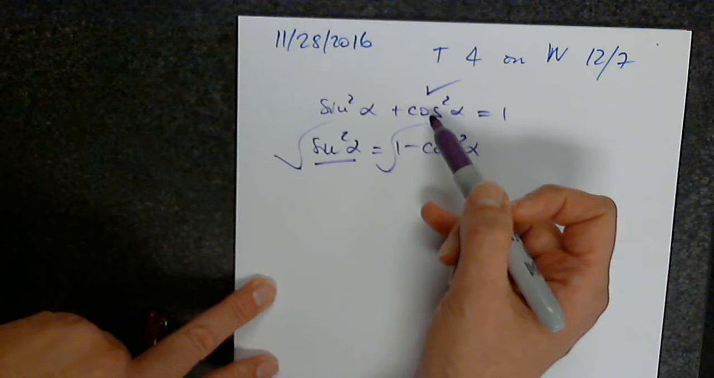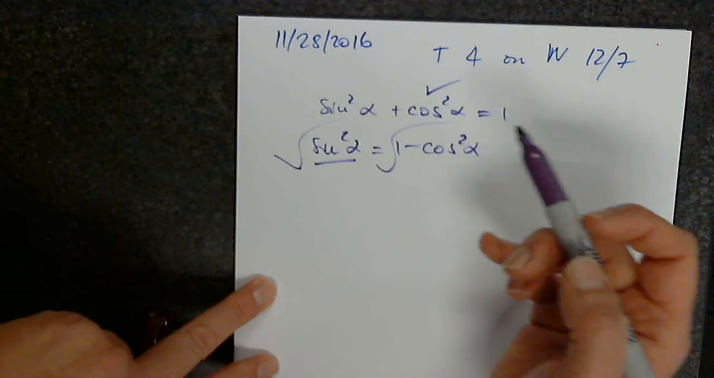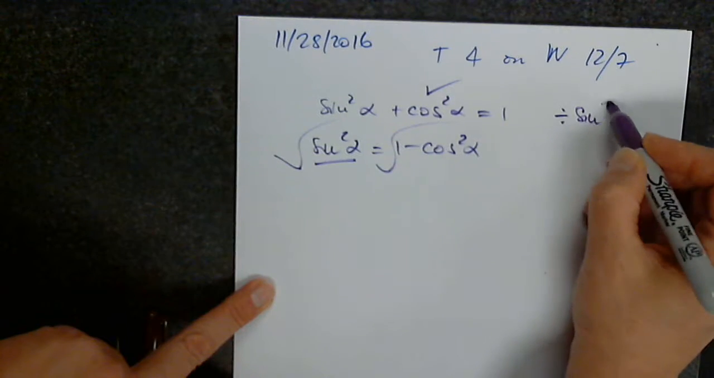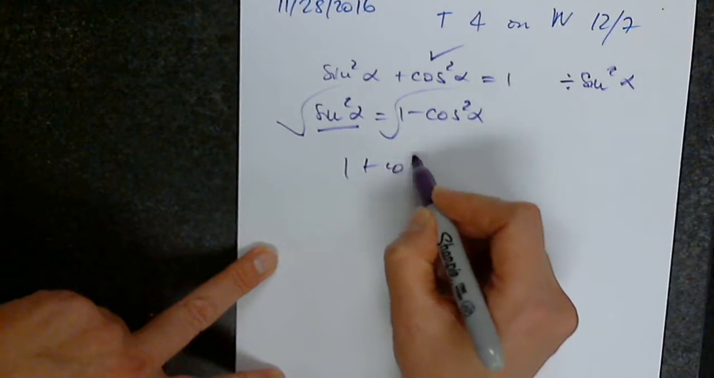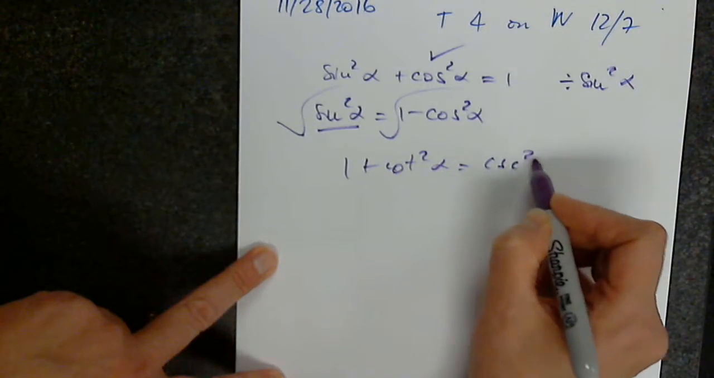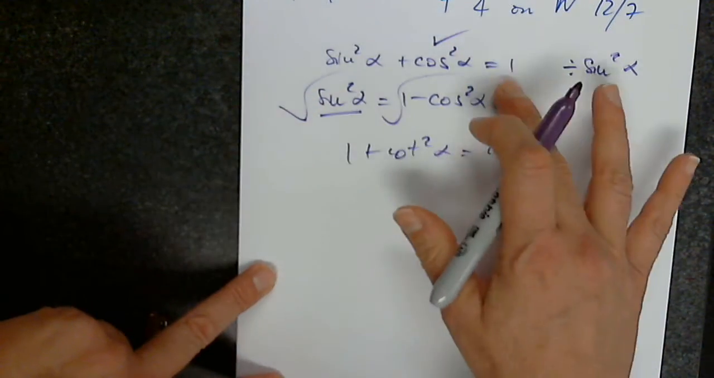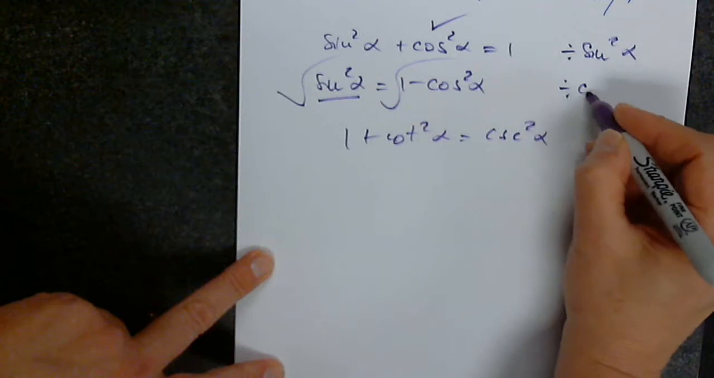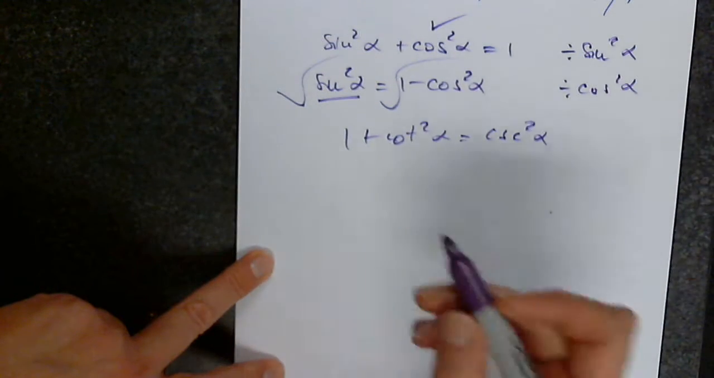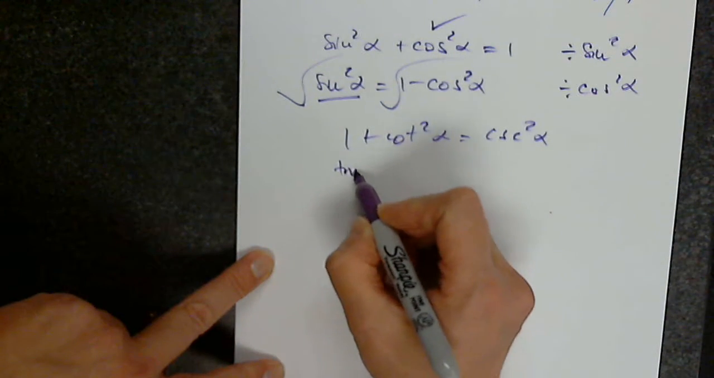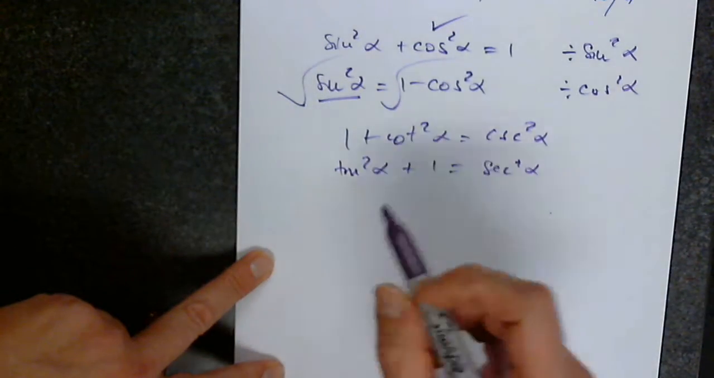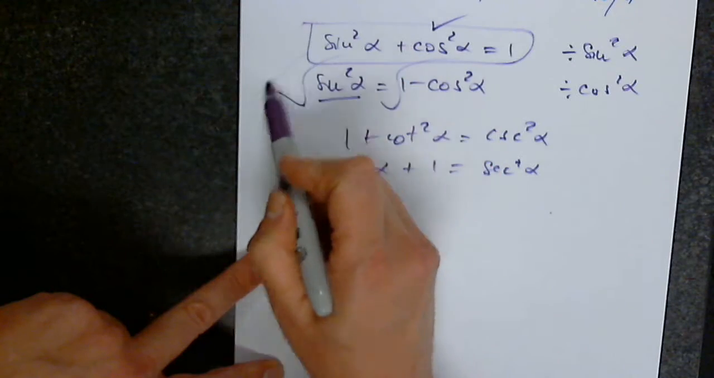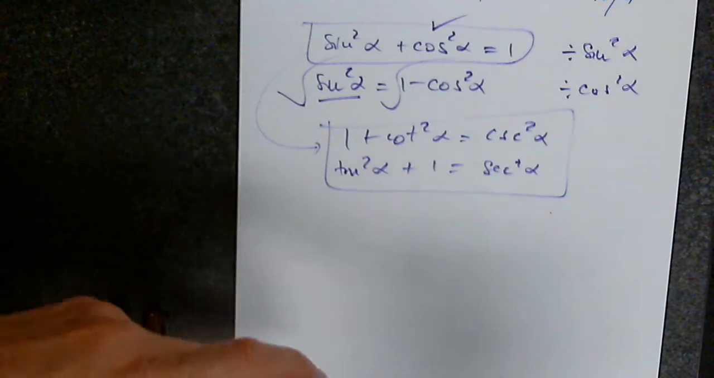But what about dividing? Is there any difference? Oh, we divided both sides by sine squared alpha to get a new identity. So we got 1 plus cotangent squared equals cosecant squared. Then with the same identity, we divided both sides by cosine squared to get a new identity, which is tangent squared alpha plus 1 equals secant squared alpha. So from this equation, we determine these two equations.